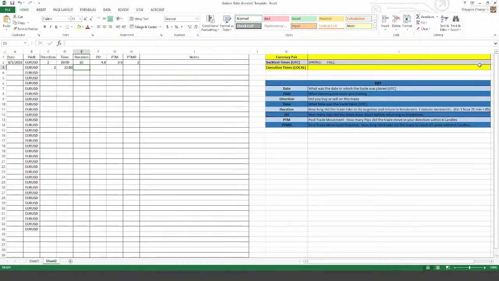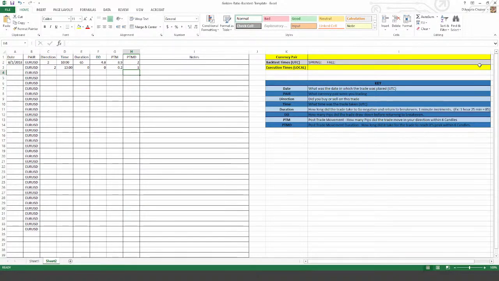If we were saying 1 p.m. Okay, so duration of drawdown, 0. It did not draw down on us. Post-trade movement, 0.2 micro pips. Post-trade movement duration, let's just say 1 minute.